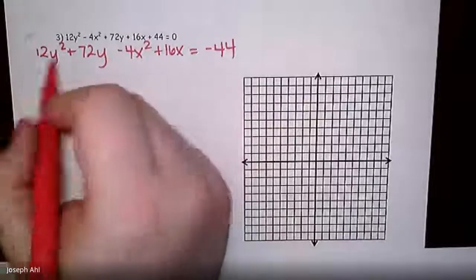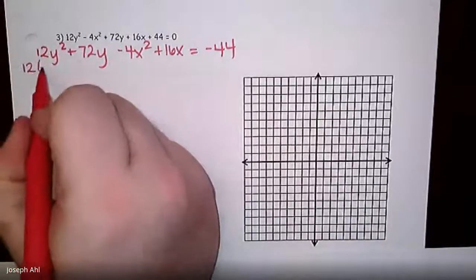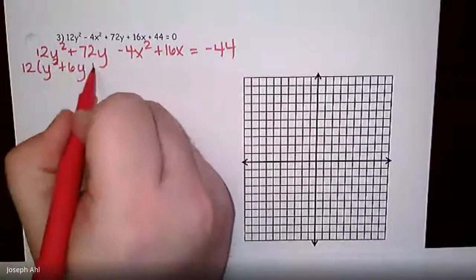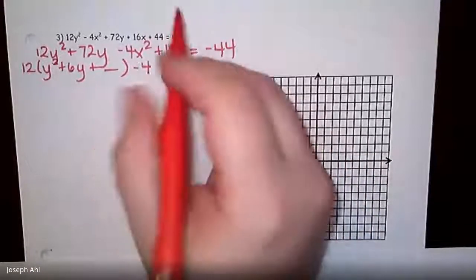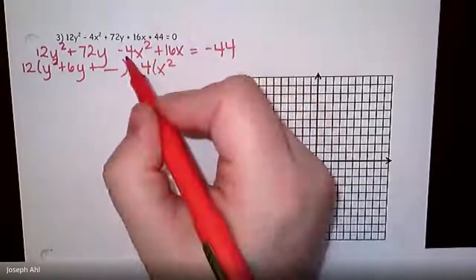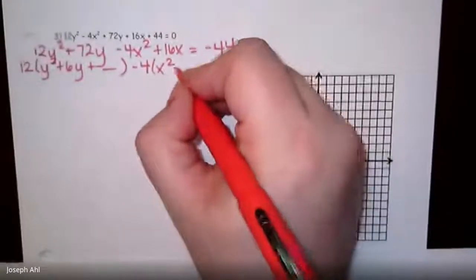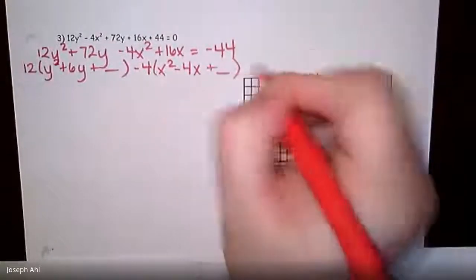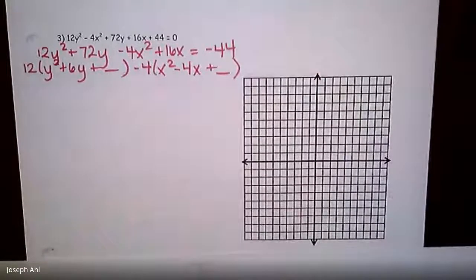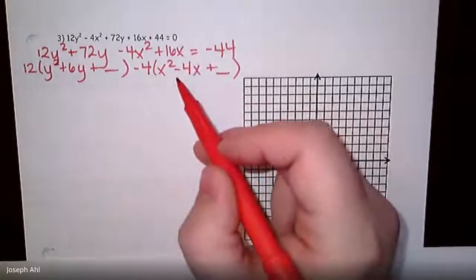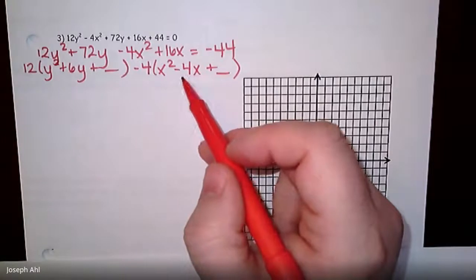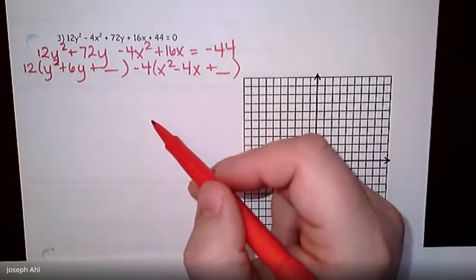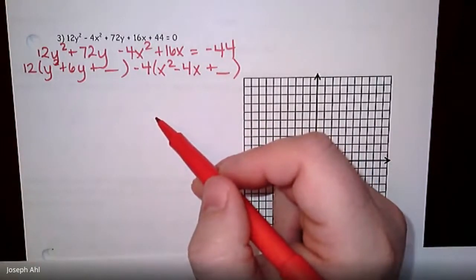Okay, now we can take out the GCF here. If I take out a 12, we get y squared plus 6y plus blank. Take out the -4, we get x squared. Just be careful: when you take -4 from positive 16, now you get minus 4x plus blank. That's one of the most common things that students make mistakes with. Is it a huge deal in the end if I don't have the right sign here? Not really. All it really affects is the coordinate of the center. Everything else should be correct.